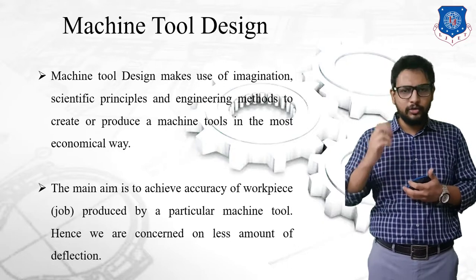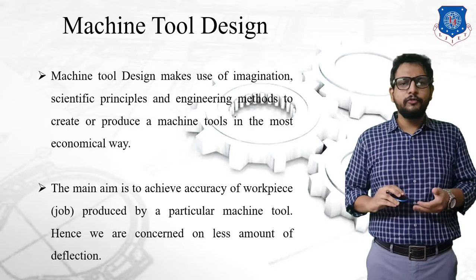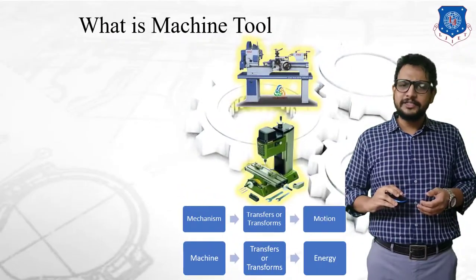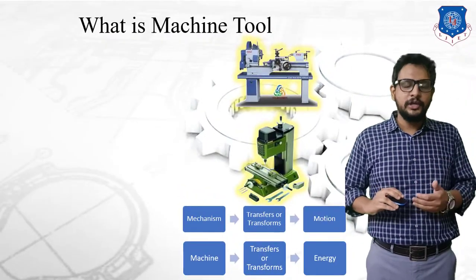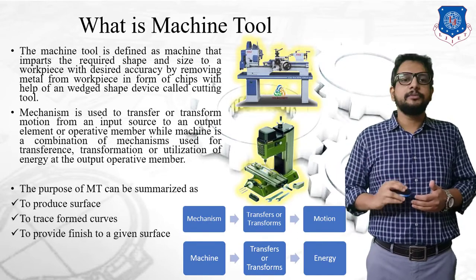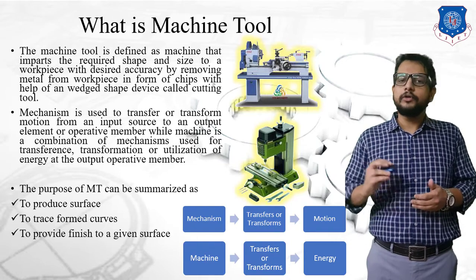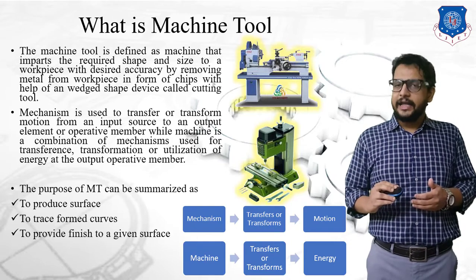Okay guys, so I hope that you are clear with the concept of machine tool design. Now let us move further. Let us understand a basic overview, that is, what is a machine tool? So we can say that a machine tool is defined as a machine that imparts the required shape and size to the workpiece with a desired accuracy.